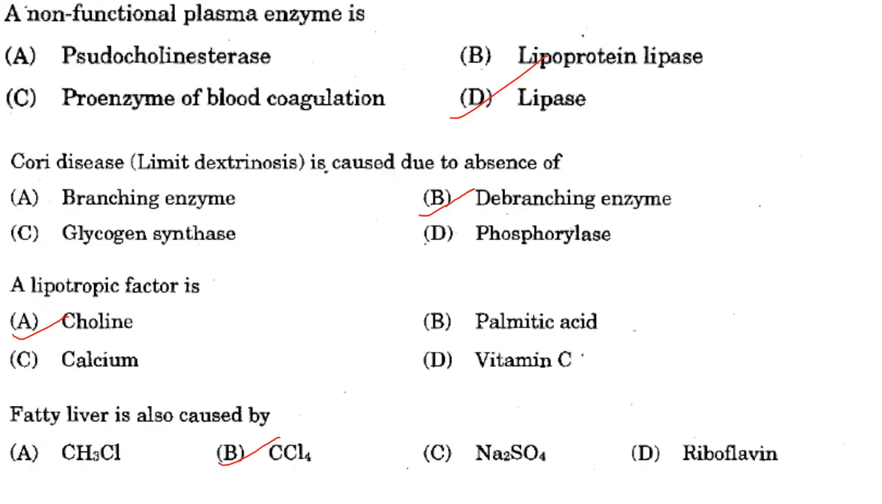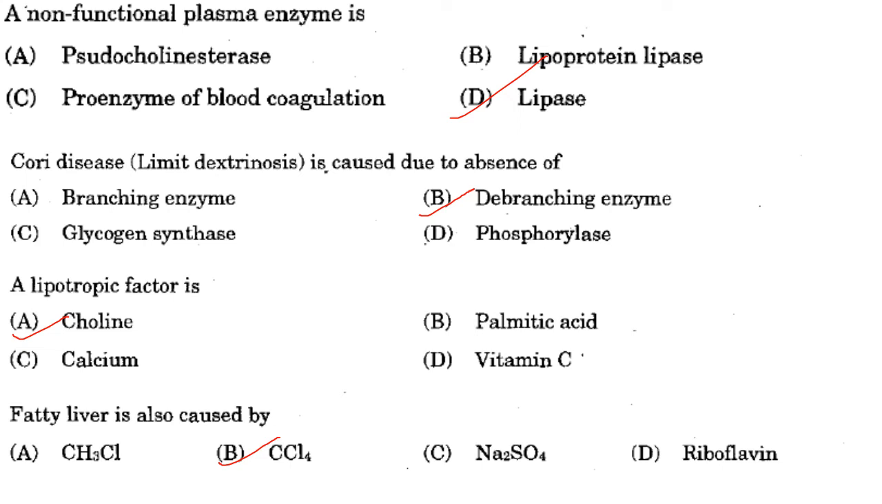Then next one. A non-functional plasma enzyme is? So answer is option D, that is lipase. Then next one. Cori disease, limit dextrinosis, is caused due to the absence of debranching enzyme. Answer is option B. A lipotrophic factor is?